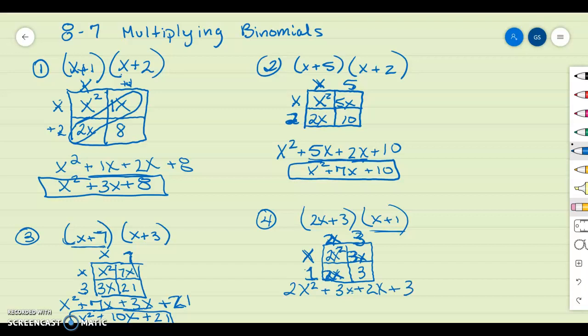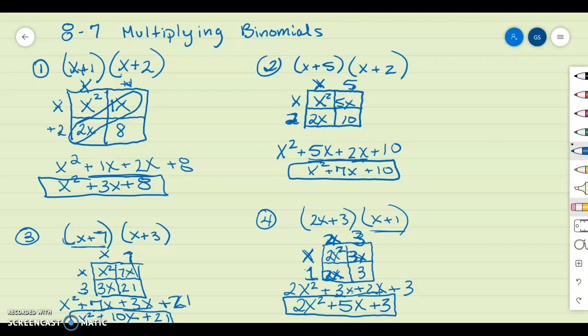Okay, once you have that, you're going to combine like terms. 2x squared, plus this is going to be 5x. 3x plus 2x is 5x, and then plus 3. And box it because that's your answer.